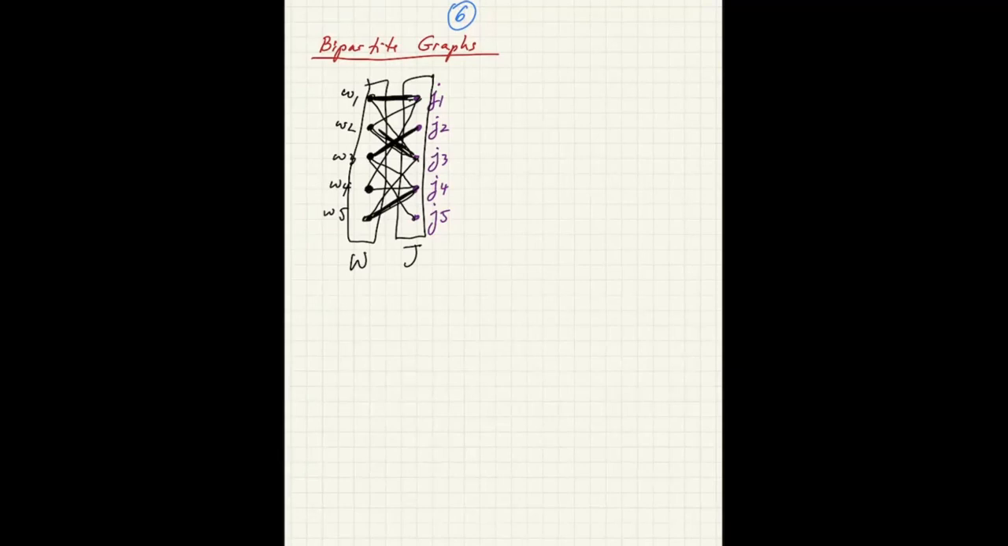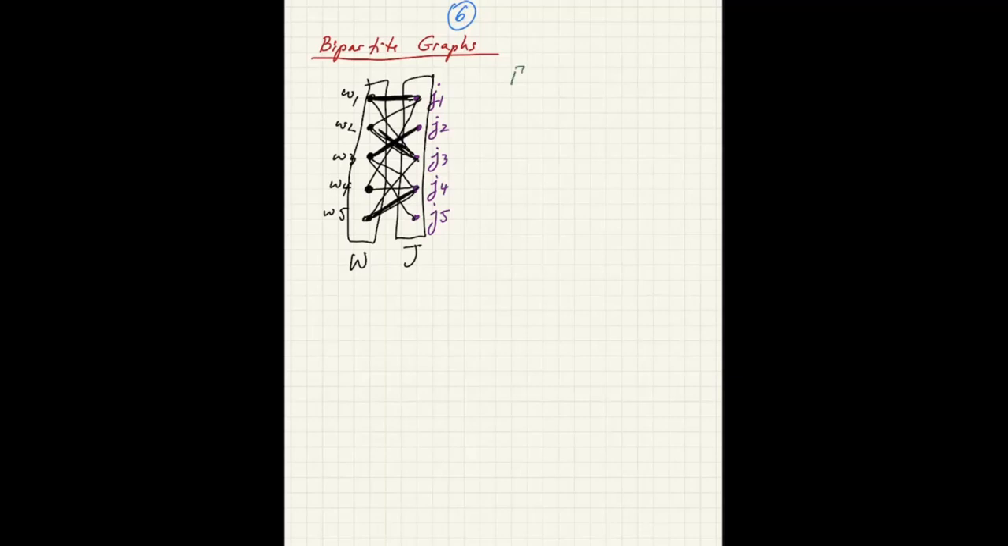So such a graph is called a bipartite graph. And another way of looking at it is that the vertex set is split into two parts, W and J. And in general, these two parts, W and J, do not have to have the same cardinality, such that there are no edges inside W and there are no edges inside J. So let's start with this definition.